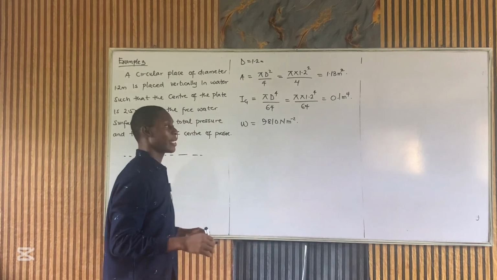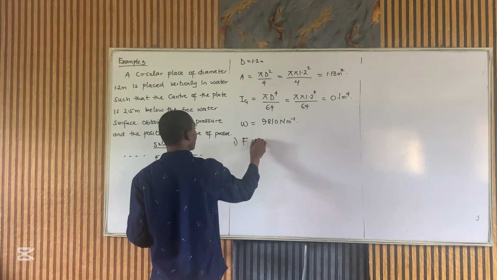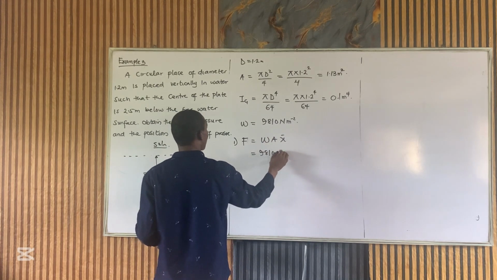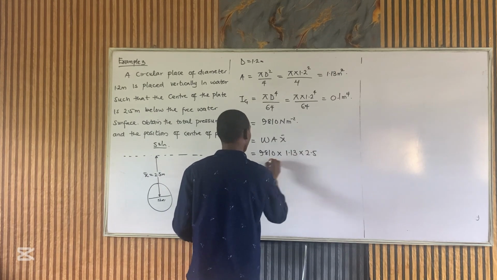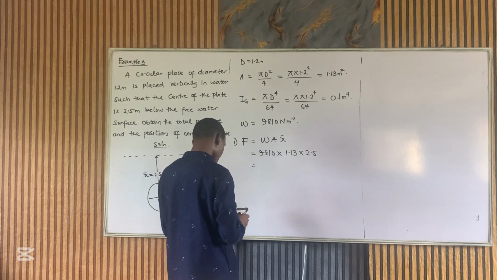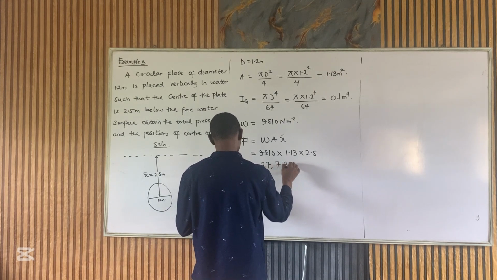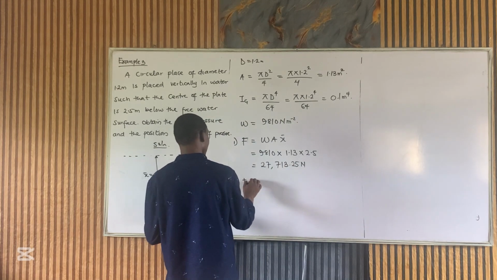So let's go and calculate now the total pressure. The total pressure here is 9810 times the area 1.13 times the x bar, which is 2.5. This will give us 9810 multiplied by 1.13 times 2.5, which is 27,713.25 Newton.